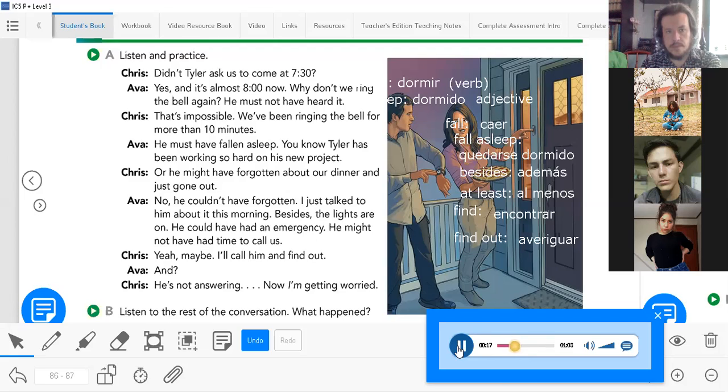Didn't Tyler ask us to come at 7:30? Yes, and it's almost 8 o'clock now. Why don't we ring the bell again? He must not have heard it. That's impossible. We've been ringing the bell for more than 10 minutes. He must have fallen asleep. You know Tyler has been working so hard on his new project. Or he might have forgotten about our dinner and just gone out. No, he couldn't have forgotten. I just talked to him about it this morning. Besides, the lights are on. He could have had an emergency. He might not have had time to call us. Yeah, maybe. I'll call him and find out. And? He's not answering. Now I'm getting worried. Okay.